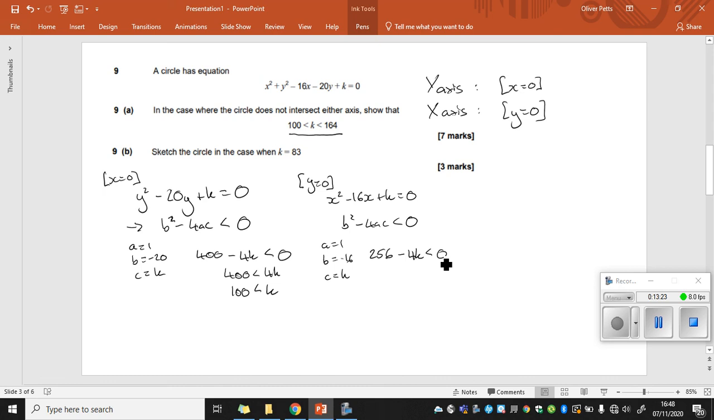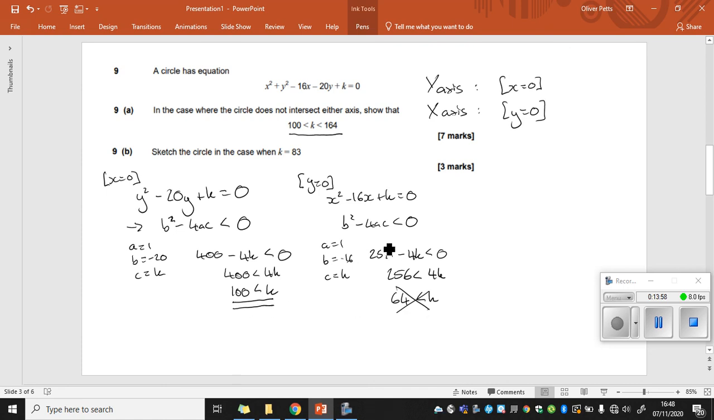again. So what happens when I solve this? When I solve this, 256 is less than 4k. Divide by 4, we're going to end up with k being greater than 64, which is fine, but that was already covered by the fact that we knew that k had to be greater than 100. So this is irrelevant information. If k is already greater than 100, it's definitely also going to be greater than 64. So this is an inequality we don't need to worry about because it's satisfied by the first.